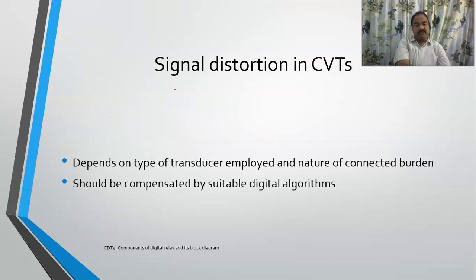Now, coming to signal distortion and CVTs, even though CVTs are widely employed for higher voltage, the problem is which transducer you are going to employ on the secondary side, and sometimes the nature of the connected burden also is going to affect the distortion of the signal. So that's fine. To overcome the disturbance created by the transducers and also due to burdens, certain modifications are to be done in your algorithm such that these can be compensated.